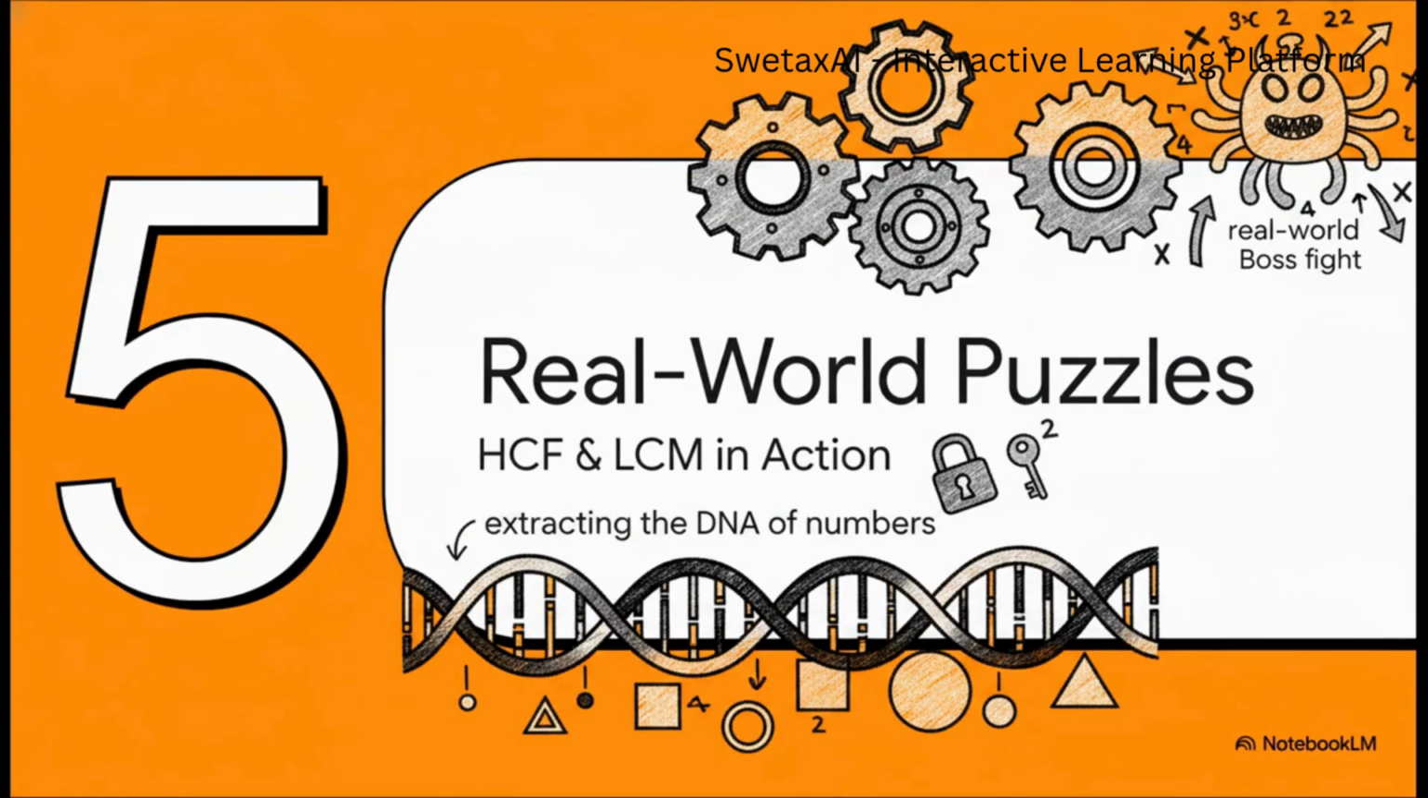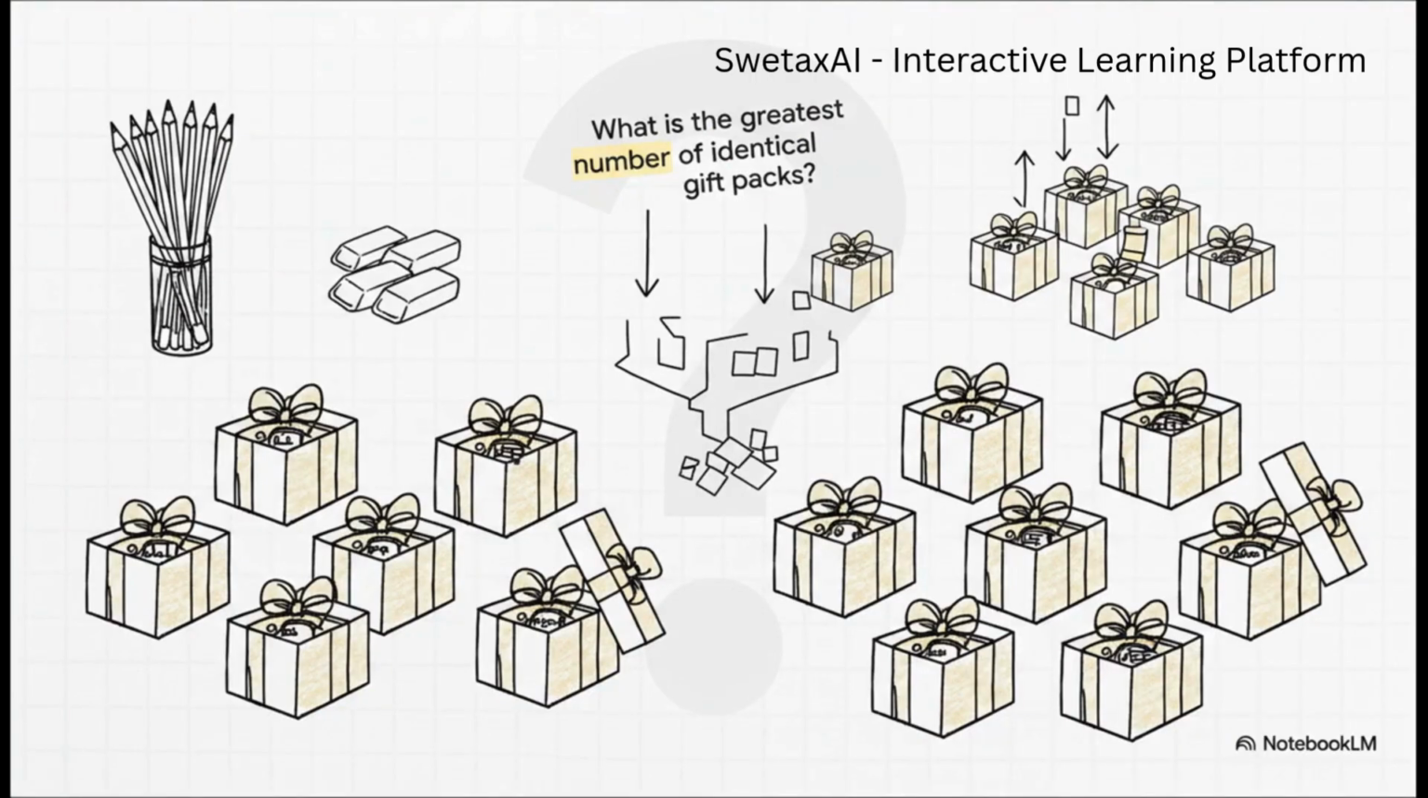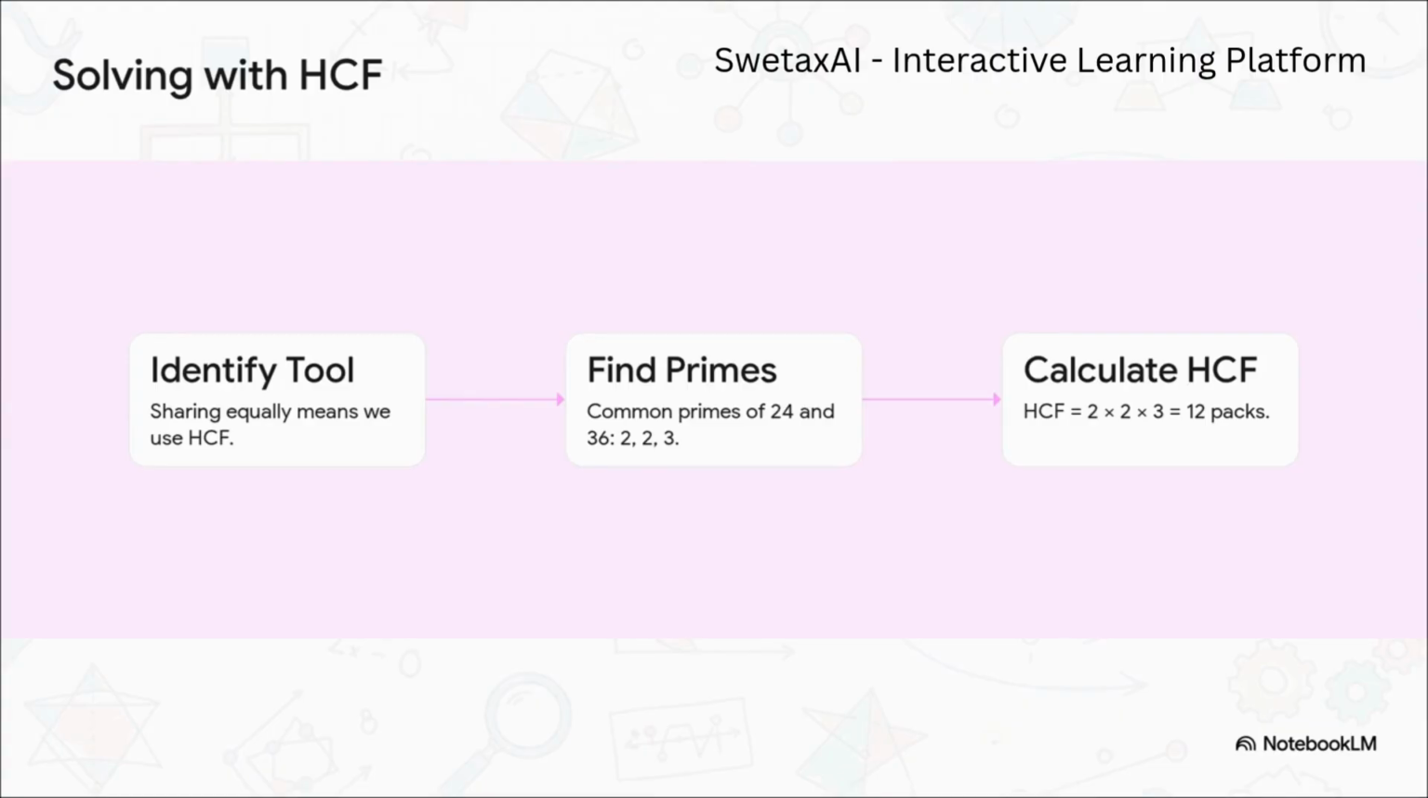Let's put all this into action in Section 5, Solving Real-World Puzzles. The real fun begins when we unleash these theories on some actual real-world boss fights. Let's look at this puzzle right here. A teacher has 24 pencils and 36 erasers, and she wants to distribute them into identical gift packs using every single item. So we have to ask ourselves, because we are dividing items into the greatest number of identical groups, which tool from our kit do we need? Are we building something up or are we breaking something down? You guessed it, because it's all about sharing equally, we absolutely need the highest common factor.